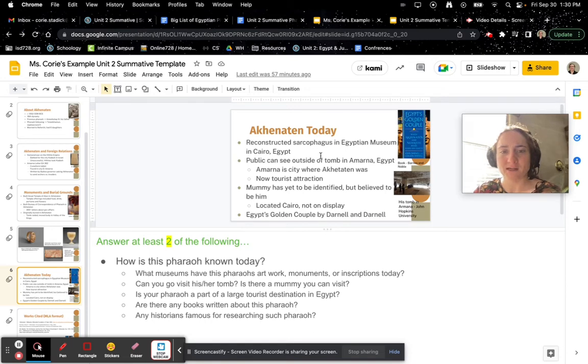Mine include that at the Egyptian Museum in Cairo, Egypt, there's a reconstruction of the sarcophagus, so that's kind of like a casket.